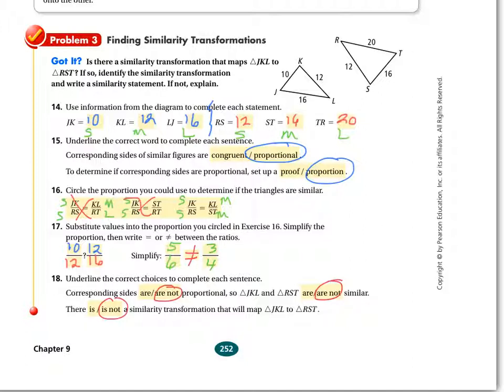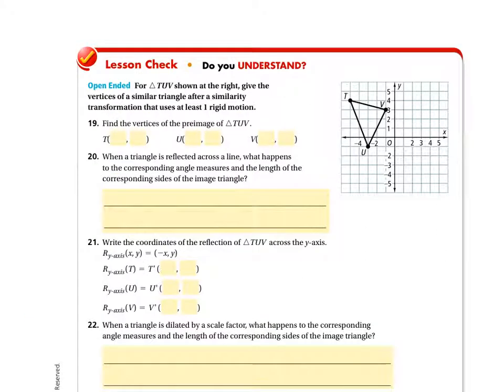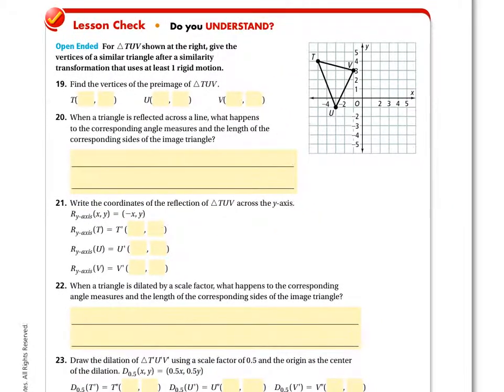So don't assume that the sides are going to be proportional. You have to make that determination yourself. And so since the sides are not proportional, this was not a proper dilation, because a dilation will give you similar figures. All right, so last page. You do the lesson check. So find the vertices of TUV.